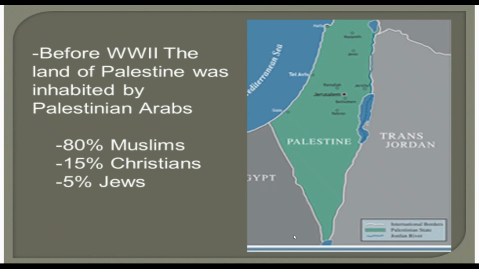When we look at the general picture of Israel and Palestine, before World War II, the land of Palestine was inhabited by Palestinian Arabs. 80% of the population was Muslim, 15% Christian, and less than 5% were Jewish.